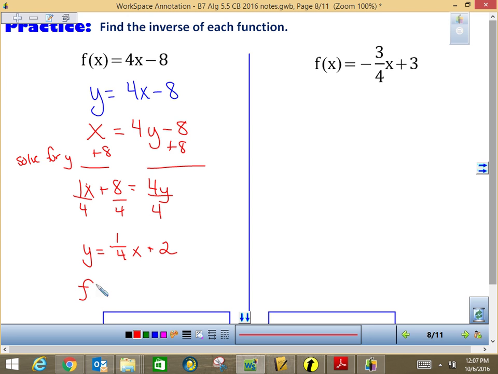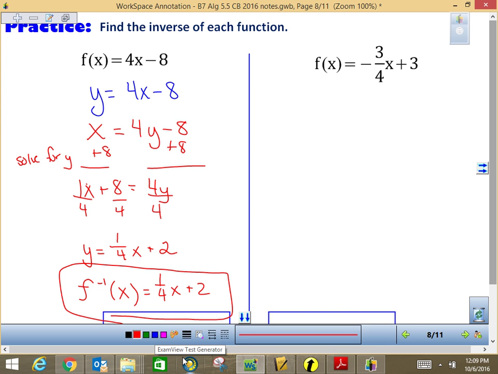My answer is going to be the inverse of my function, so I write f inverse of x equals, and then I just write this equation, and I'm done. That's my answer. You're just writing the inverse function. If I would graph both of these, this one has a slope of 4, which means it's going up 4 and over 1. This one has a slope of 1/4. It's much flatter. We'll learn that in the next unit, slope intercept.